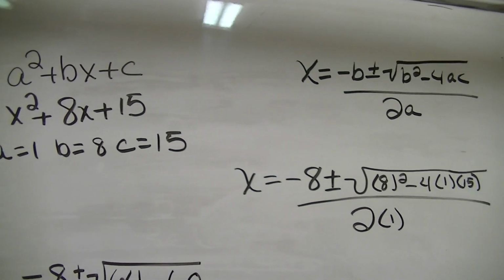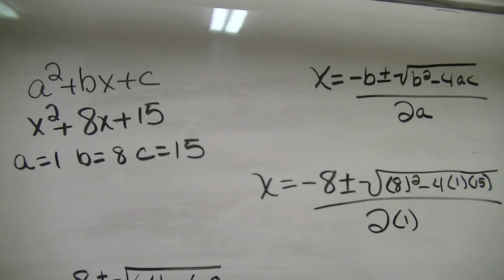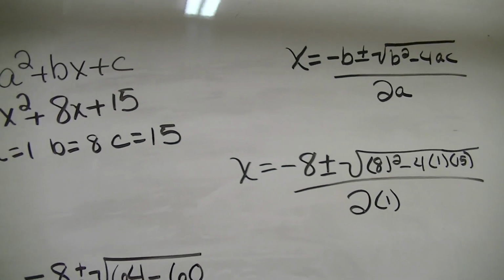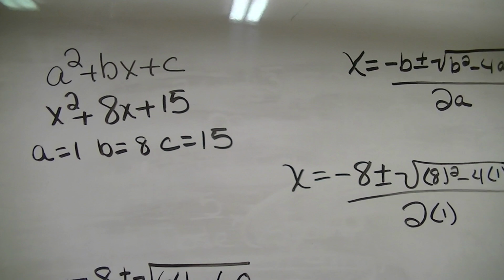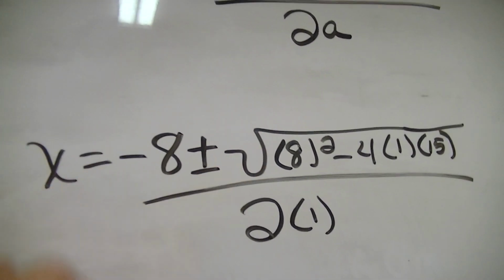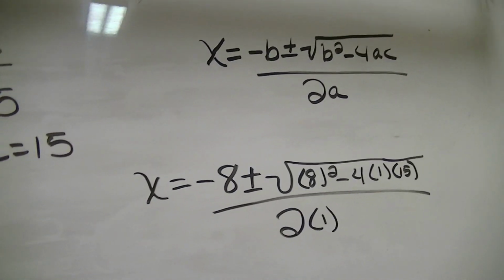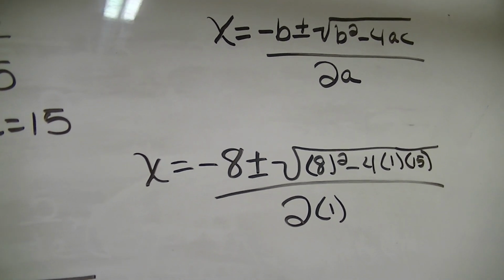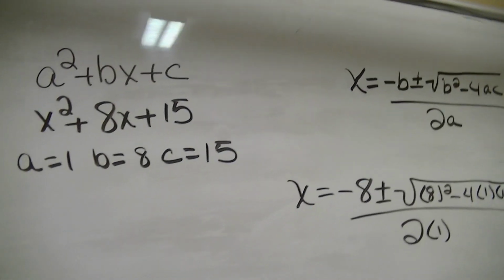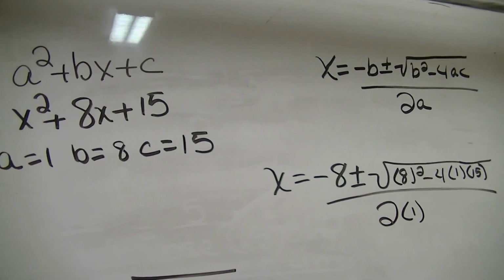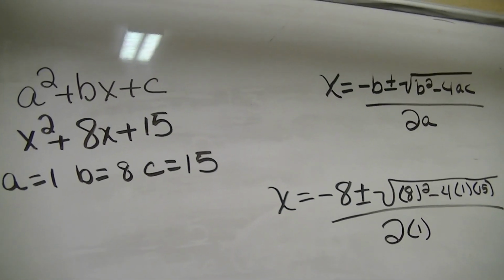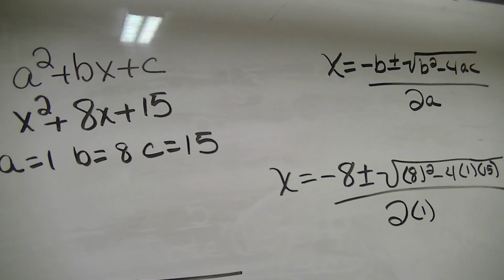So negative 8 plus or minus, those signs just stay in there, that's part of the equation. Big funky square root sign. And we're going to say b squared. What's our b? That's 8. So I'm just going to put my 8 in here. And then the 4 is part of the equation, so you're always going to have a minus 4. And then my a was 1 and my c was 15, all over 2 times a, which my a was 1. So I just plugged those numbers into the equation.